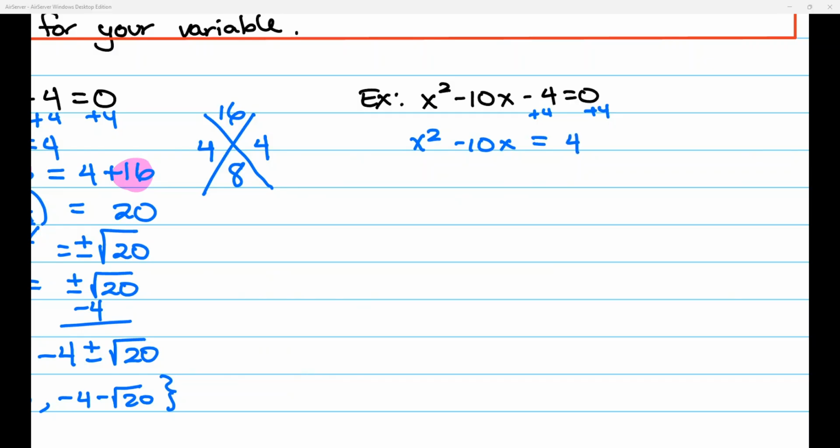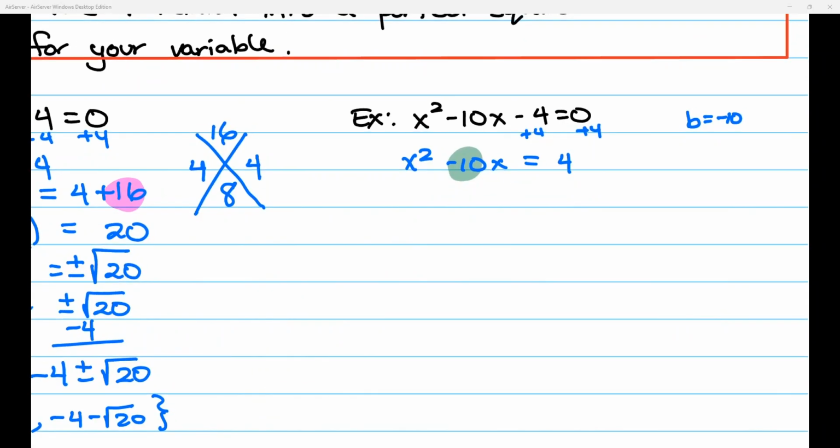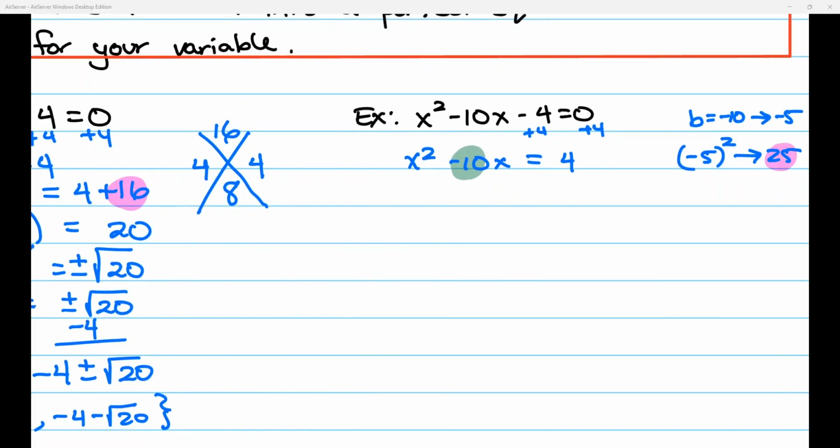This is the weird step right here. This is where I'm going to take my b, half it, square it, and add it to both sides. So let me take my b over here on the side. b is equal to negative 10. I'm going to half it, I'm going to square it, and 25 is the number that I'm going to add to both sides. That is to say, 25 is the number that completes the square.